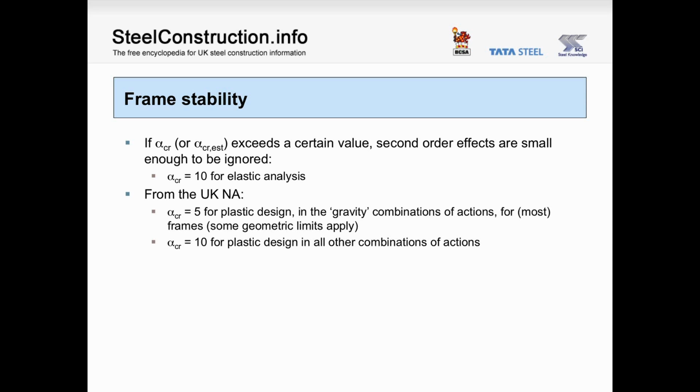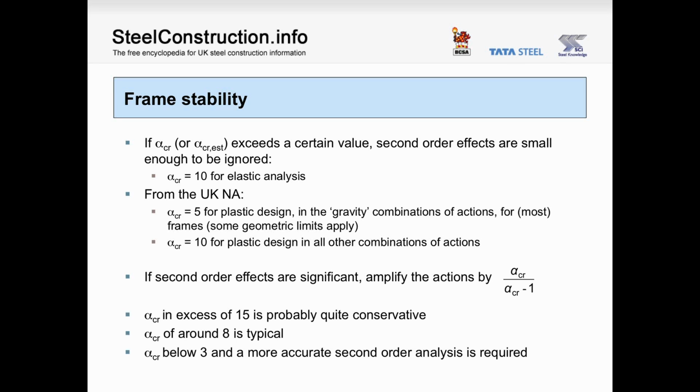For all other combinations of actions, so typically those would be the combinations including wind, the limit is 10, and if we are to ignore second order effects, then alpha crit or alpha crit est must be greater than 10. As will commonly be the case, if second order effects are significant, then we can amplify the actions simply by a ratio, and the ratio is alpha crit divided by alpha crit minus 1.